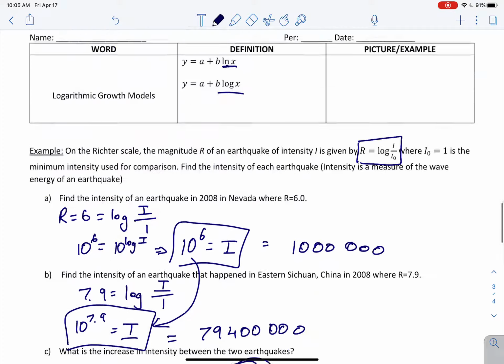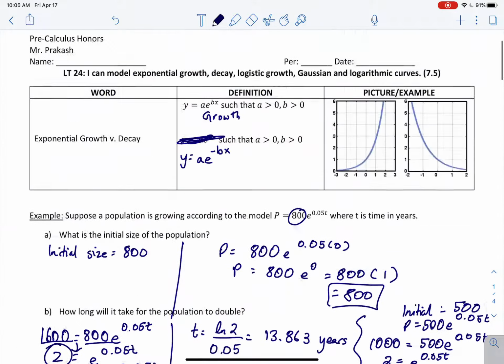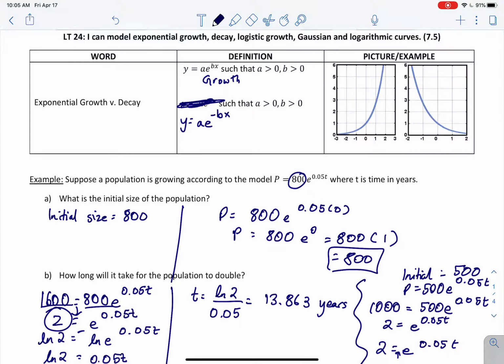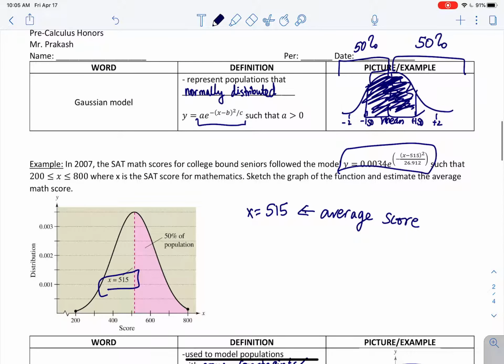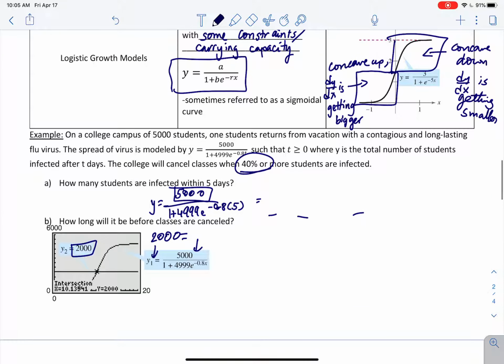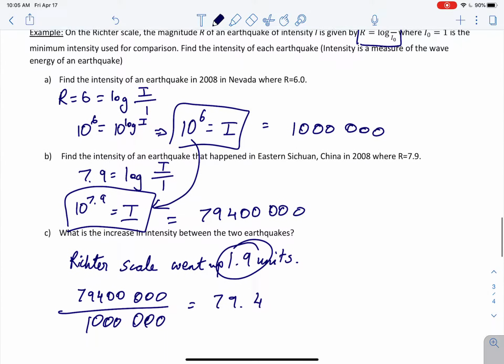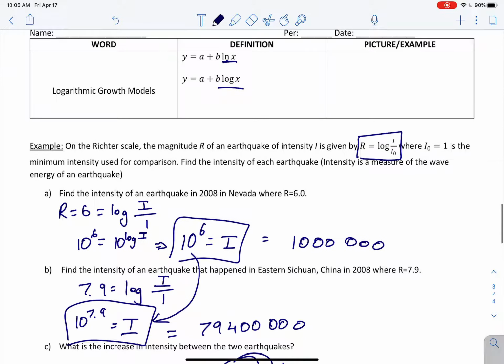So those are your 5 models to know. With these models, you want to be able to recognize the model. So if you look at the equation, you should know which type of graph it's going to make. So growth and decay, you should know it's a regular exponential growth or decay graph. With a Gaussian model, you should know what the equation looks like, and you should know it makes this bell curve. With a logistic growth, you should know what, again, the equation looks like. It makes an S-curve type shape. And with a logarithmic growth model, you should understand that log scale difference.